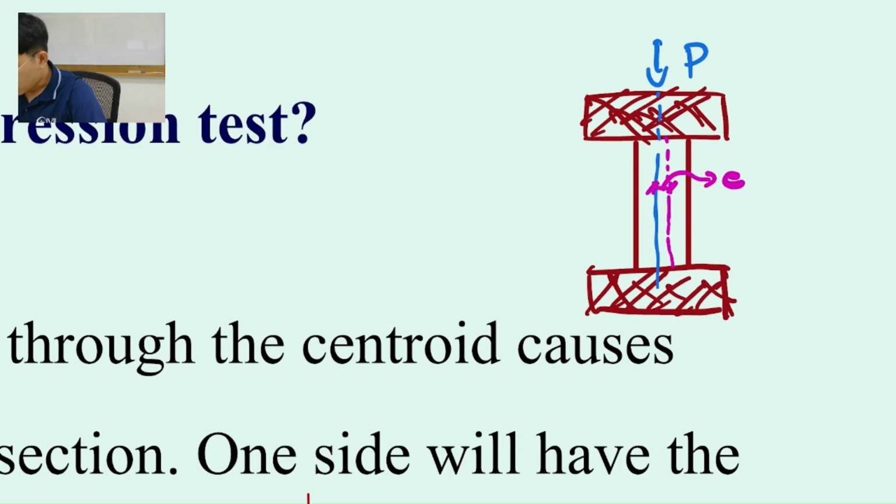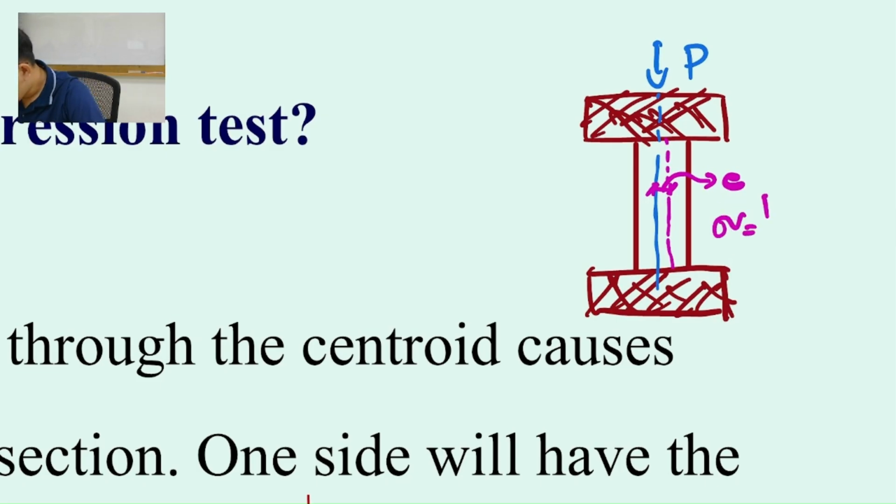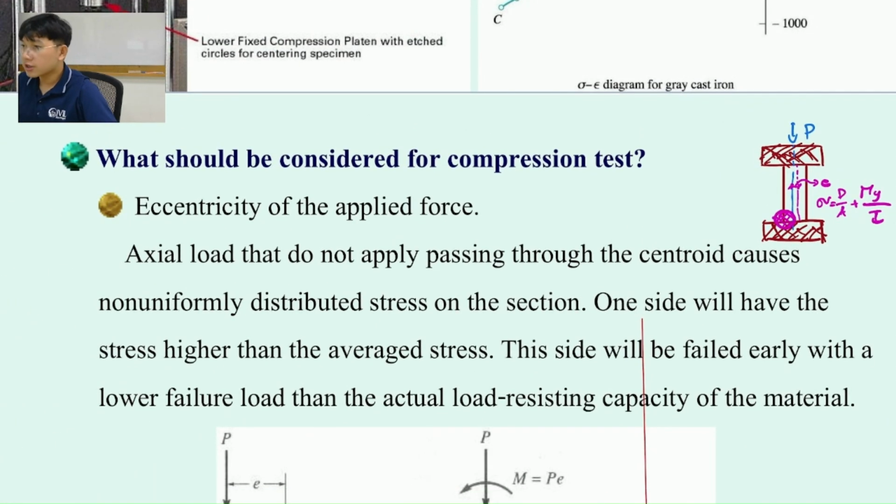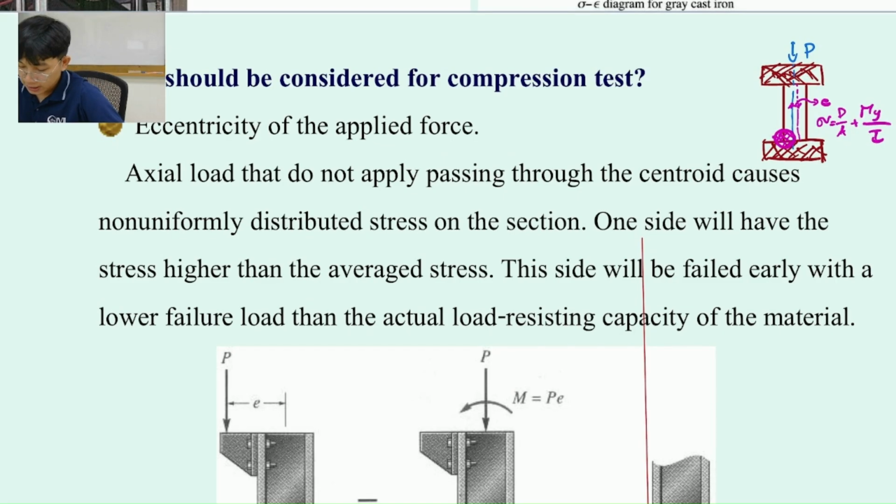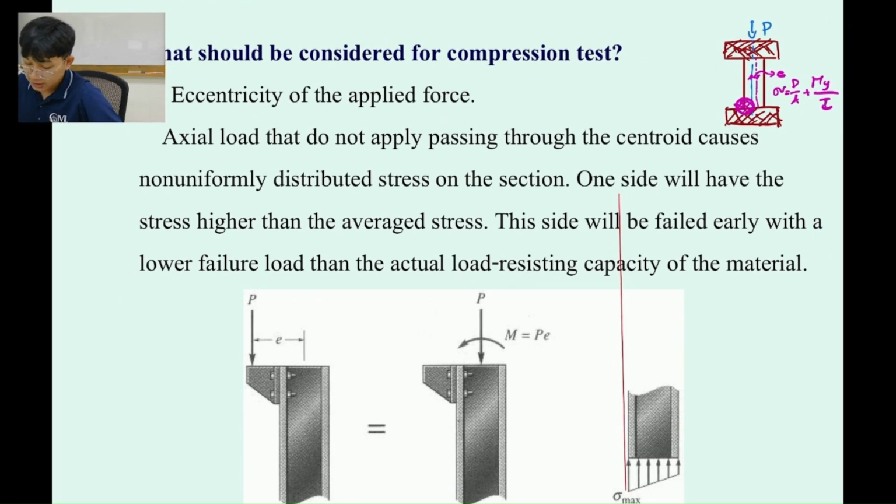So your concrete sample is going to experience the stress that comes from P over A plus My over I, which means you're going to produce the maximum stress at the toe over here, and then the testing result is not going to be exactly what we wanted in the objective. Okay, which means it's going to be less than the real behavior of the material. So this is the effect from the eccentricity length.